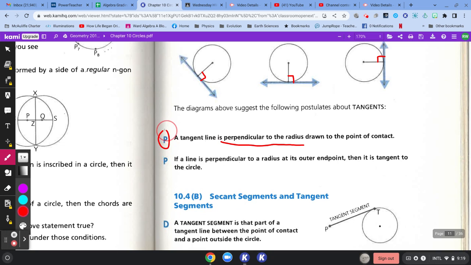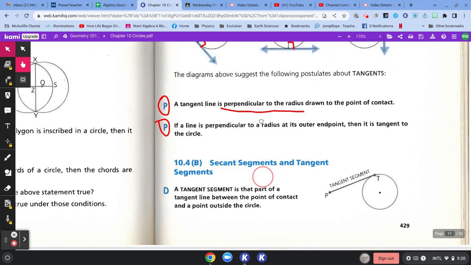This postulate said in the opposite direction. So here, a tangent line is perpendicular to a radius drawn to the point of contact. So it needs to be a radius drawn to the point of contact. And if a line is perpendicular to a radius at its outer endpoint, which means where it touches the circle, then it is tangent to the circle. All right, so that's the basics of Part A.